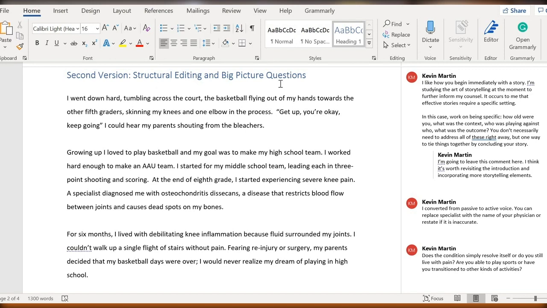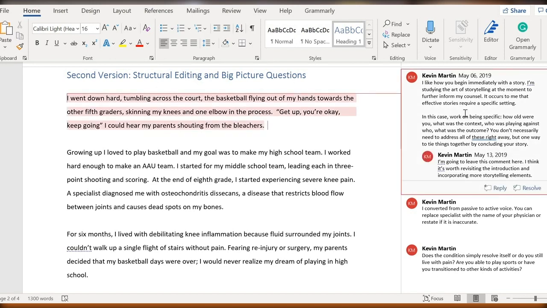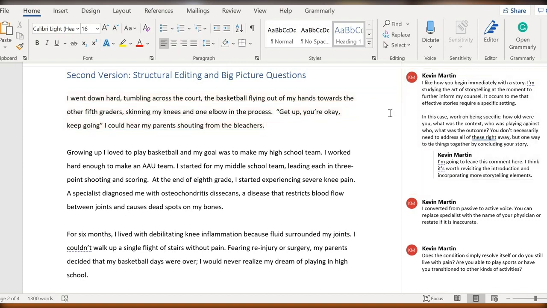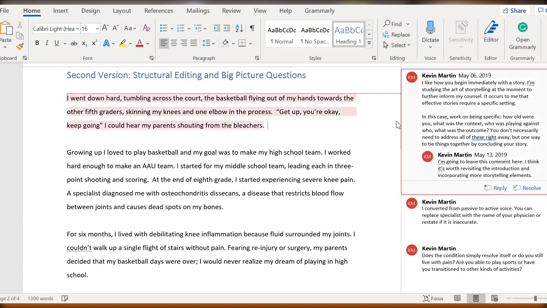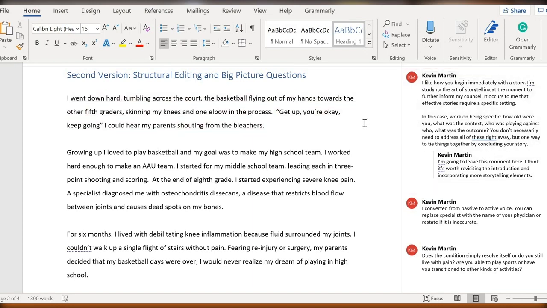That's why I call it structural editing and big picture questions, where I simply pose or challenge to the student a variety of different propositions and scenarios. A lot of these questions just come down to "tell me more," or "what do you mean by this," or "what happened after."